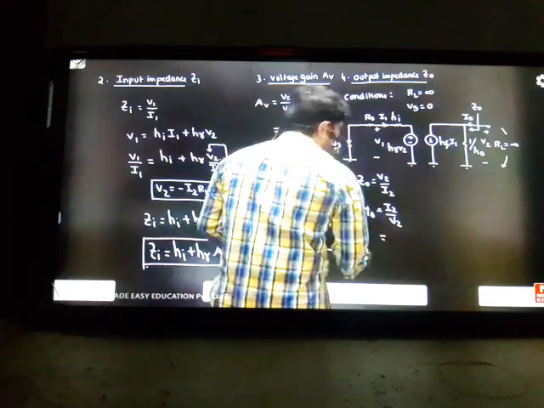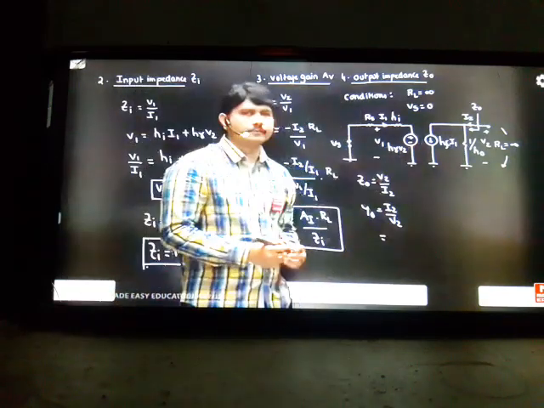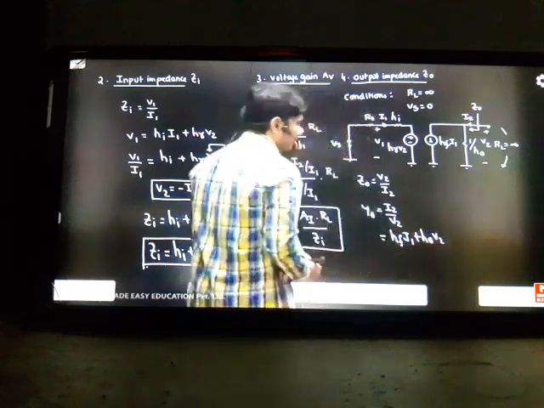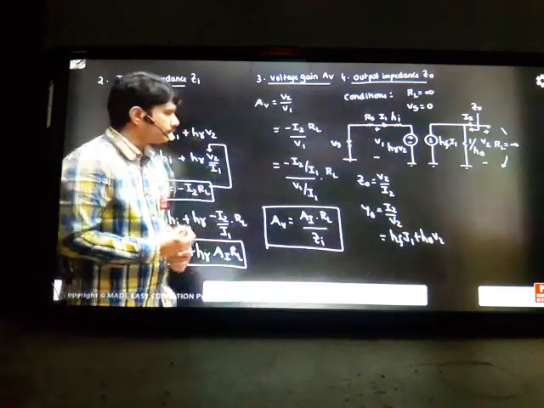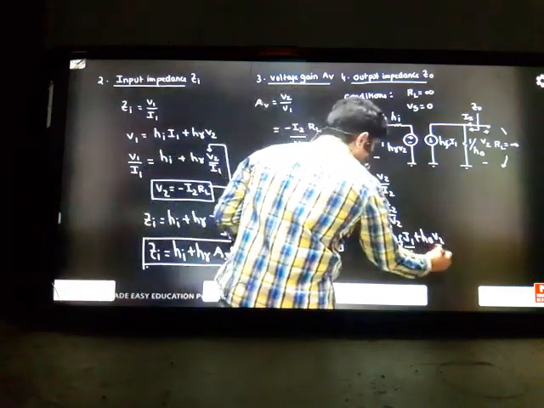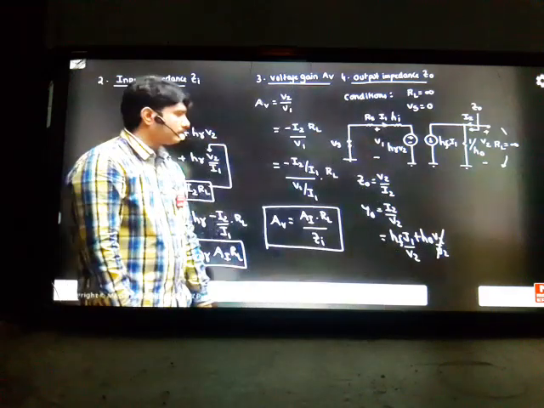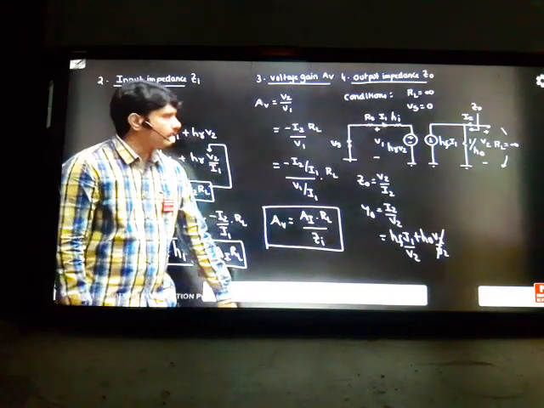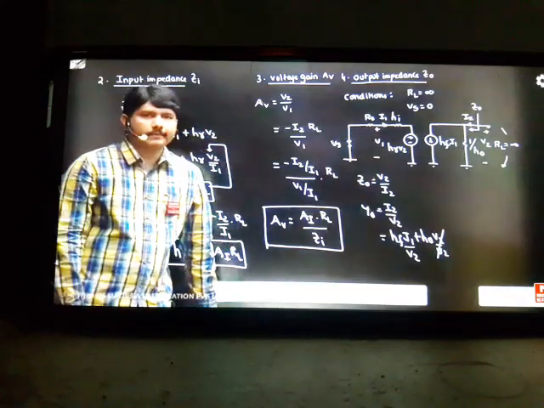What is I2 here? The trick is you have to apply KCL here, same equation. That is HF into I1 plus H0 into V2. And divided by V2, you just divide it. Can you see that? V2 is cancelled, so only we have this term. I1 by V2 is the only term we have to find out there. But I1 will come from the input loop. I1 by V2 will come from the input loop.